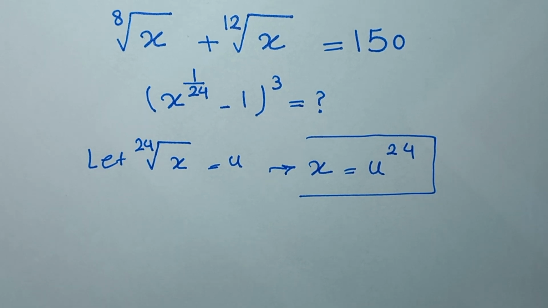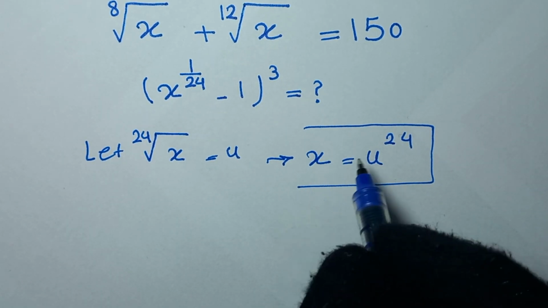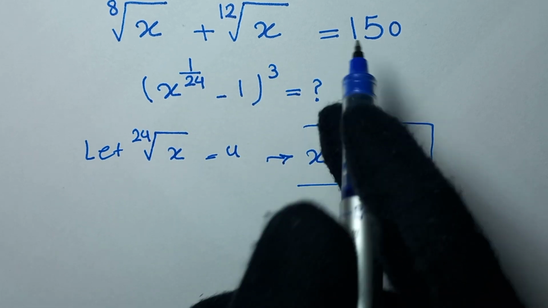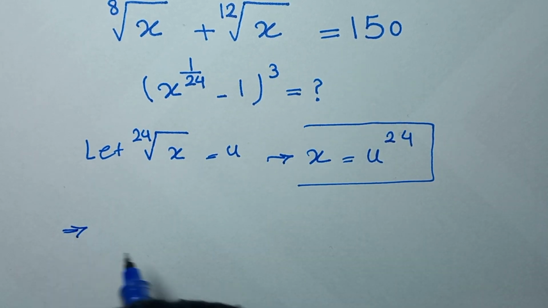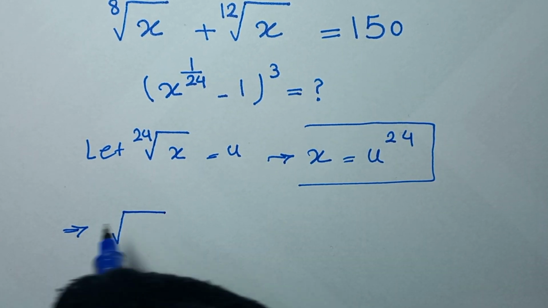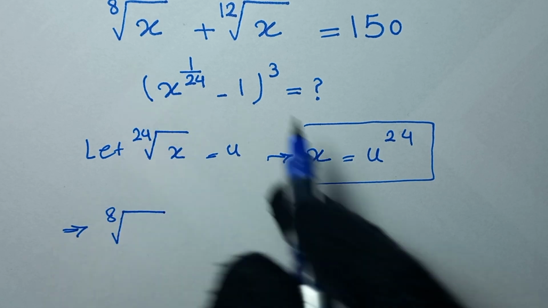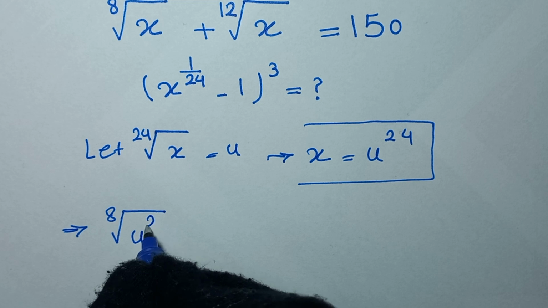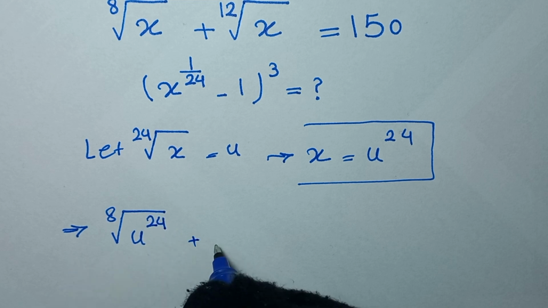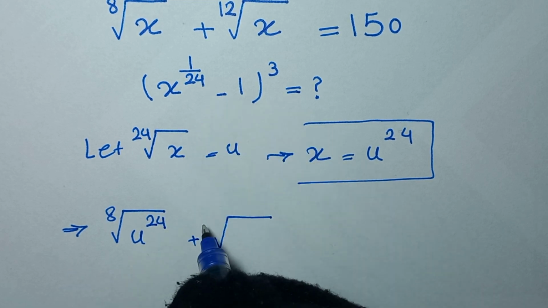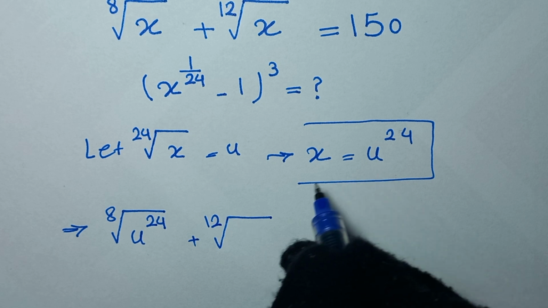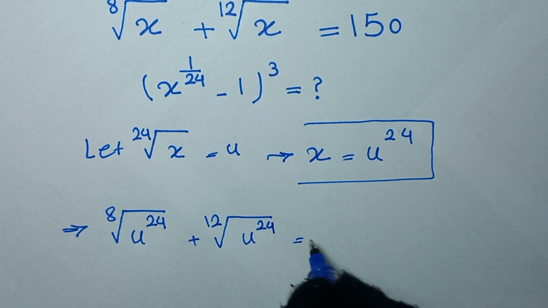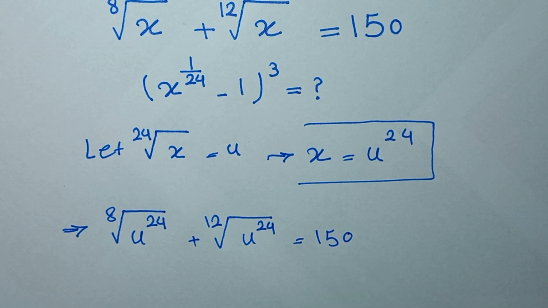And in the next step, we substitute this x in this equation, and it will be the 8th root of x, where x is u to the power of 24, plus the 12th root of x, where x is u to the power of 24, is equal to 150.